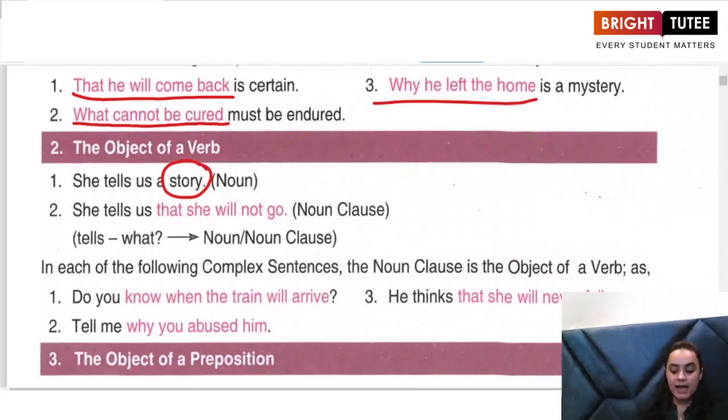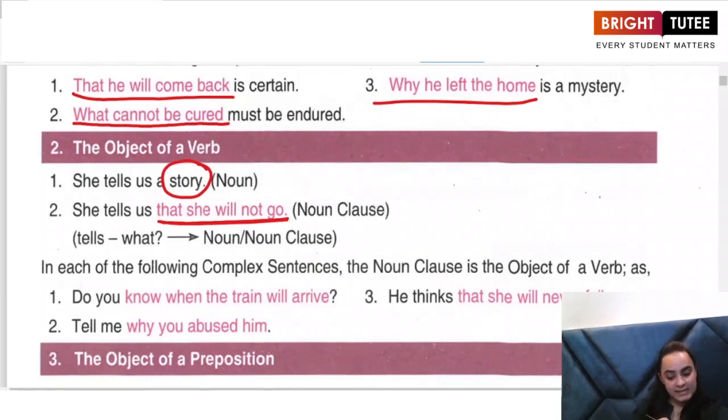Look at the second sentence. She tells us that she will not go. What does she tell us? That she will not go. My answer to what is a clause which is coming in the place of an object.